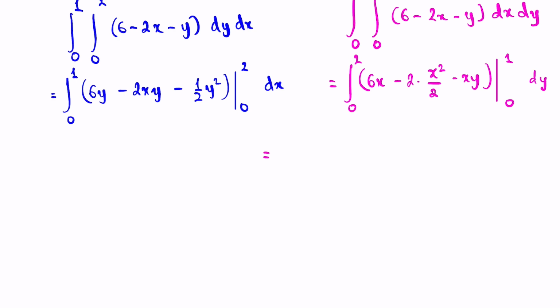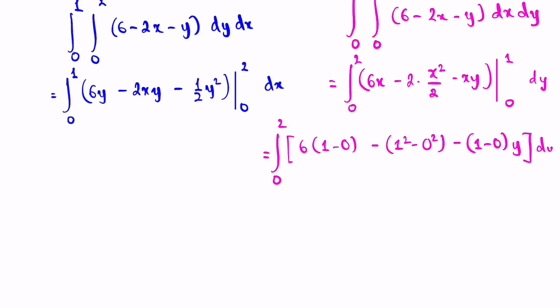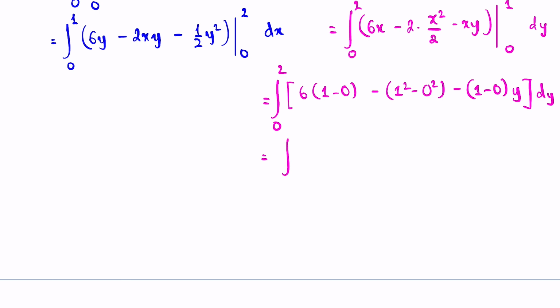So the integral becomes the integral from 0 to 2 of 6 times (1 minus 0) minus (1 squared minus 0 squared). So this 2 and this 2 cancel out already. Minus (1 minus 0) times y dy. So you get the integral from 0 to 2 of 6 minus 1 minus y dy. And as you can see, the function you just obtained is the function in terms of y only. And we're going to evaluate this function with respect to y for y going from 0 to 2.